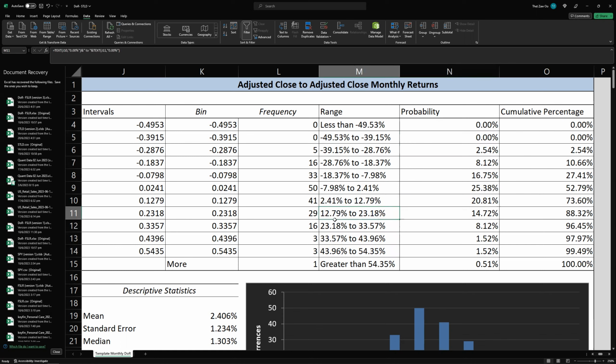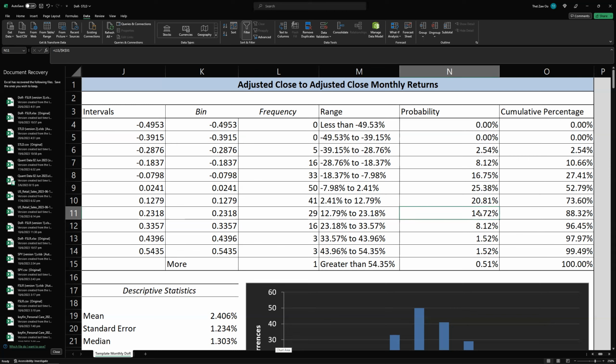For 12.79 to 23.18, we are going towards the positive side already. How many times did First Solar return positive 12.79 to 23.18%? It returned 14% of the time.